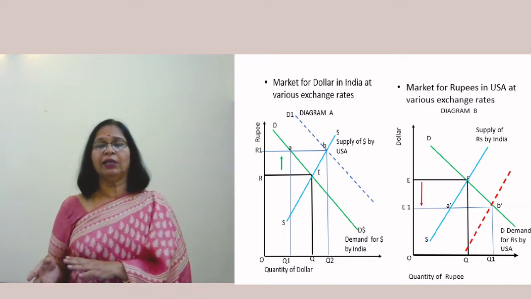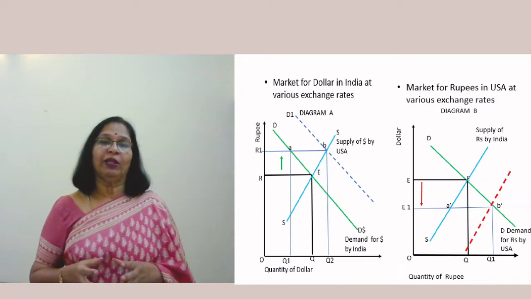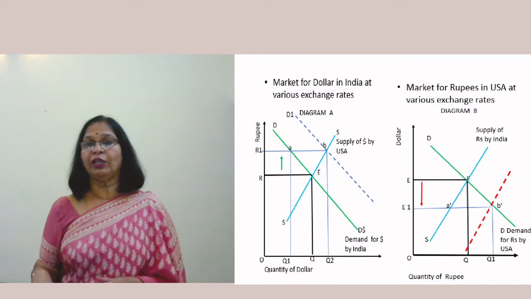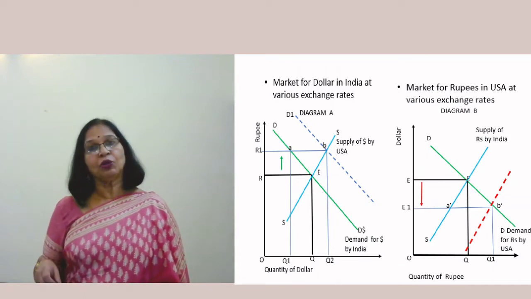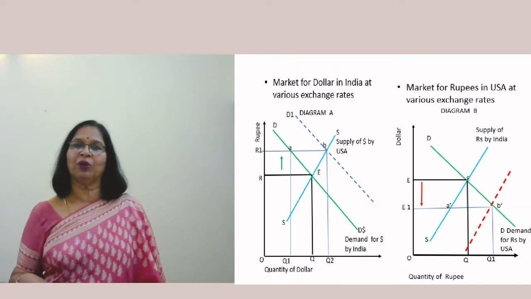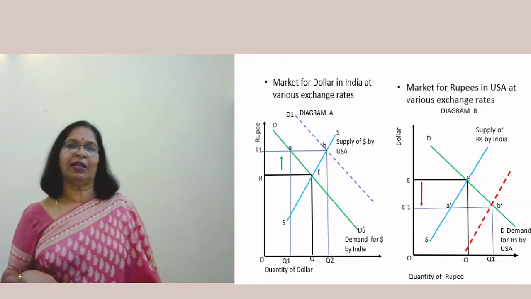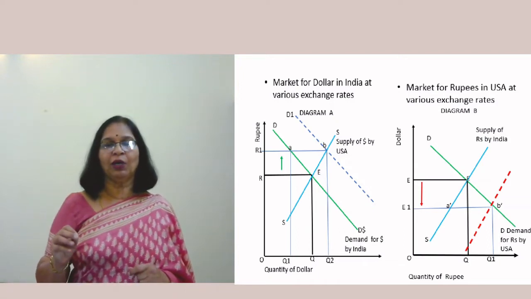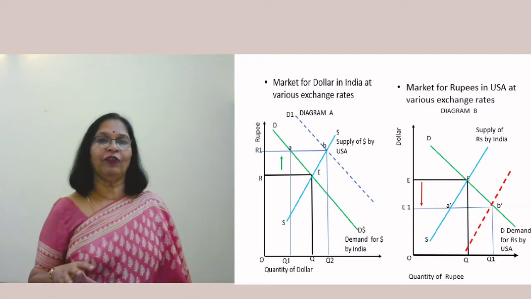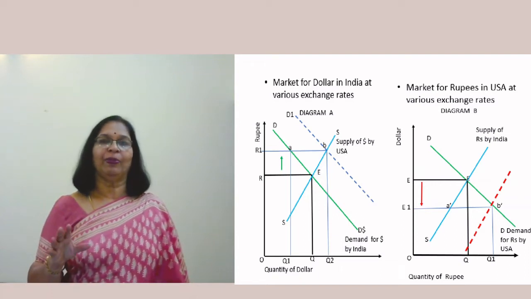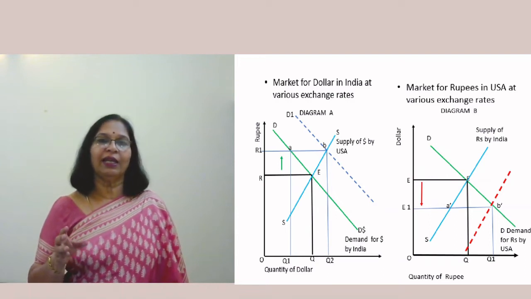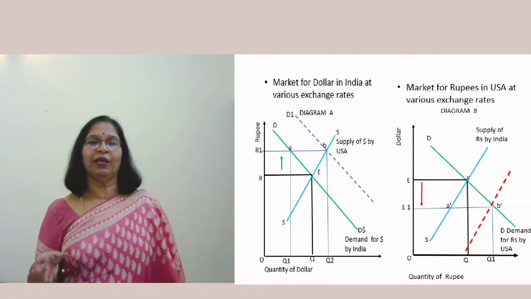Now, look at the US economy. In the US economy, there is a downward sloping demand curve for Indian rupee. So, the US economy also requires Indian rupee because they also buy goods from us, they also make investments in our country. So, that is the demand for the Indian rupee in the USA. The upward sloping blue curve is the supply of Indian rupee in the USA. Now, what has happened in between the two diagrams is there is an excess supply of rupee in the USA.